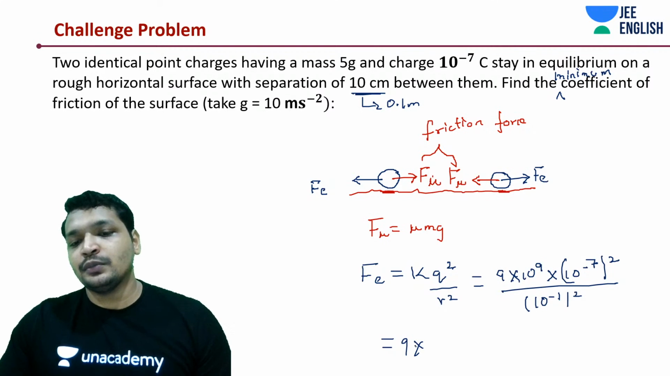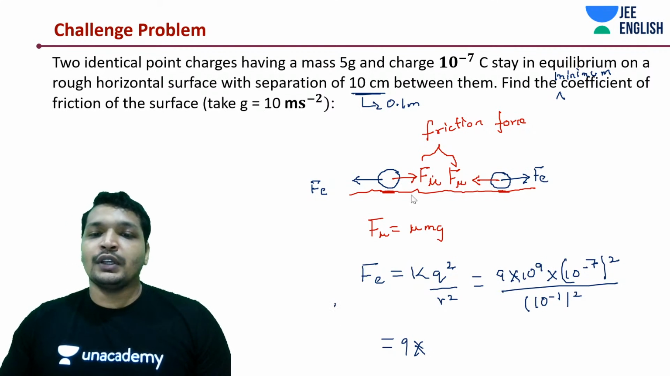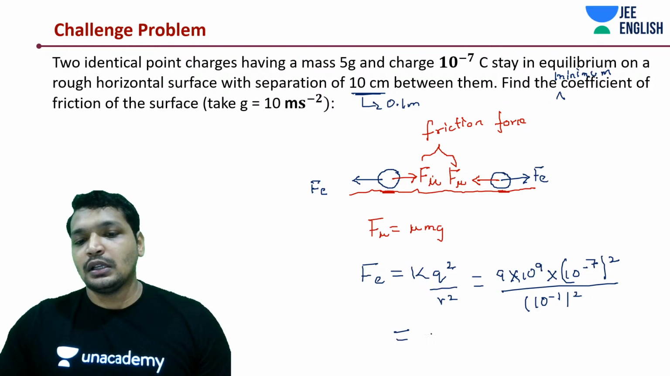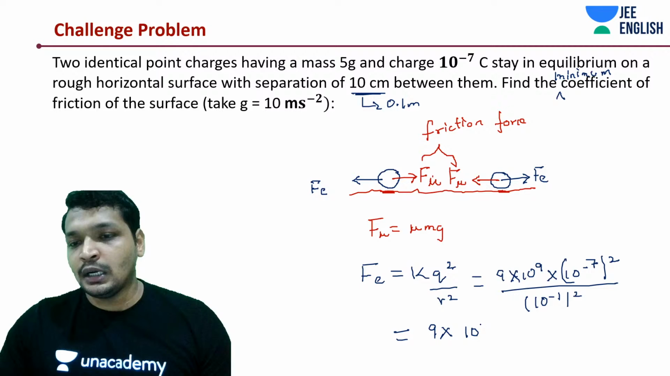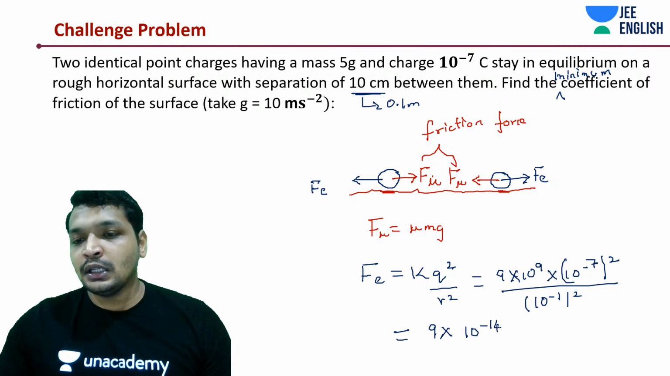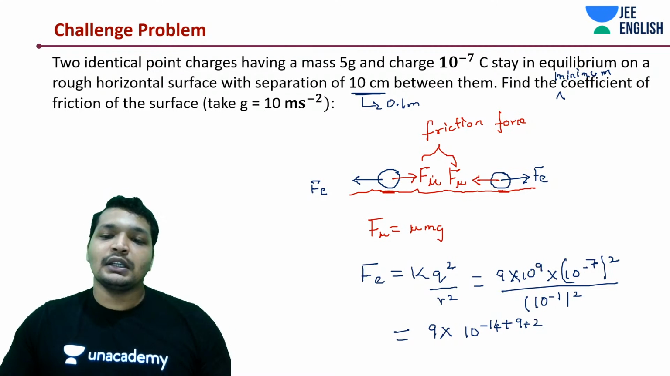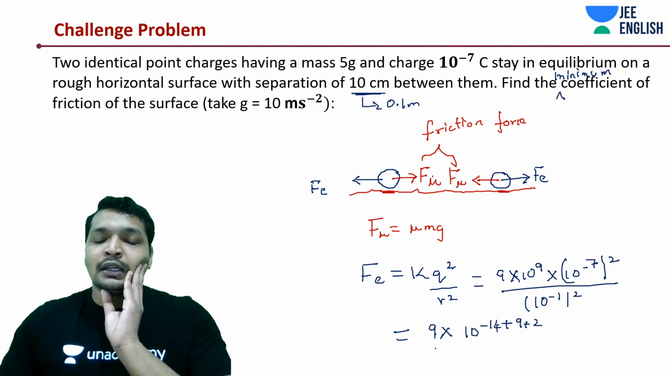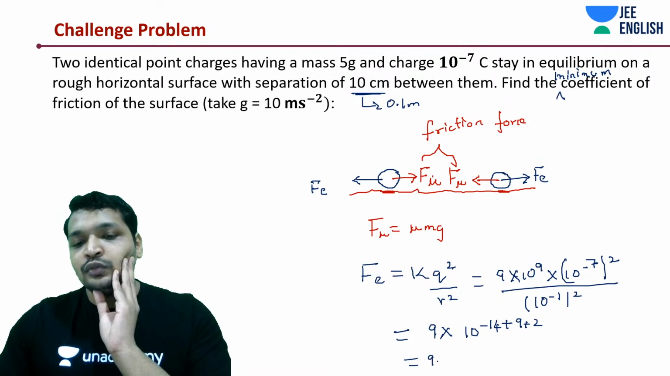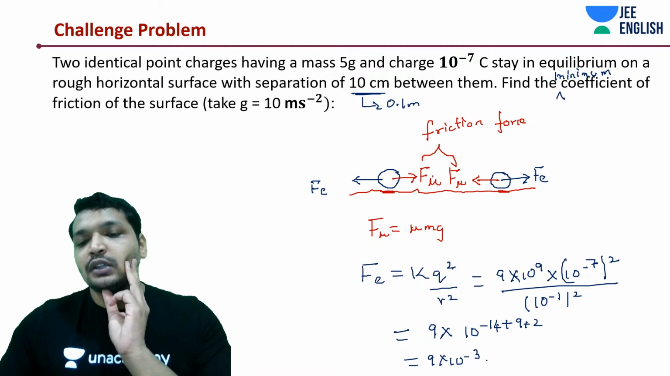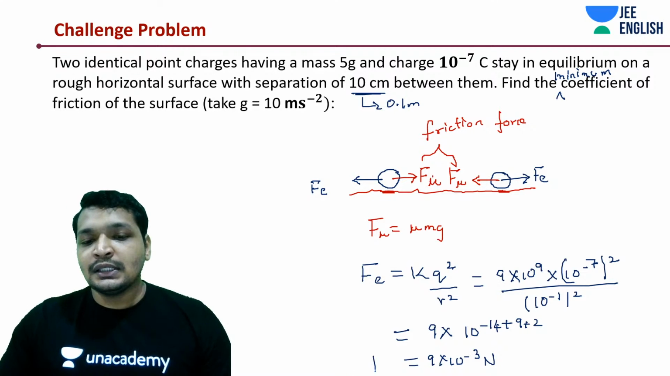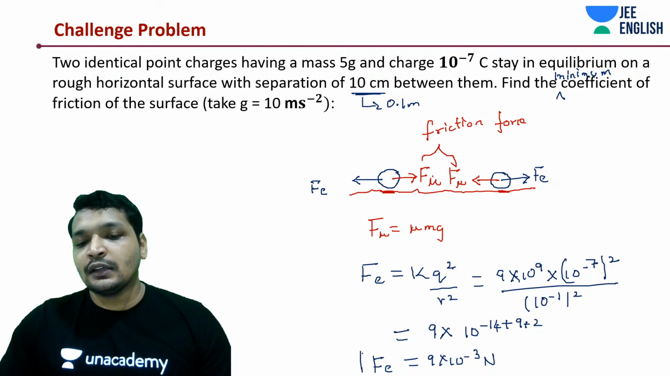So the electrostatic force is going to be 9 into 10 to the power minus 14 plus 9 plus 2. So it's basically 11 minus 14. So it's going to be 9 into 10 to the power minus 3 newtons. So this is your electrostatic force.